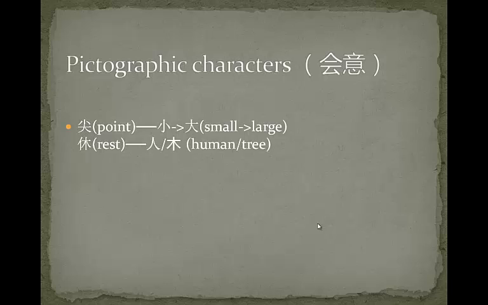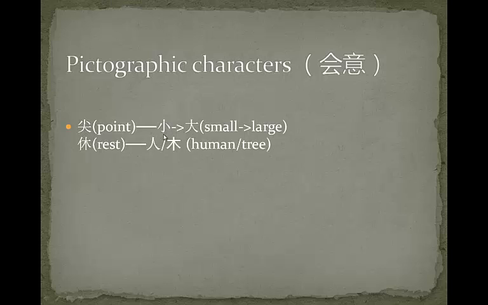And then the second type of formation is pictographic characters, 会意. Again, I have 2 examples. The first one, 尖. So this character means point, like the pinpoint. Alright, and the formation of the character mimics the picture in your mind at what point. Okay. So we can divide up this character into the upper part and the lower part.